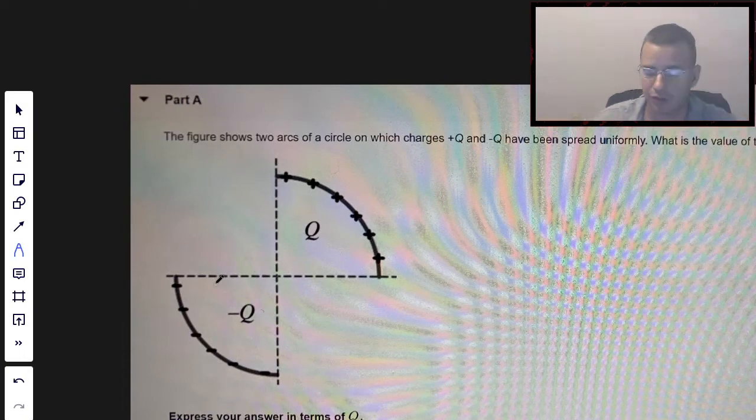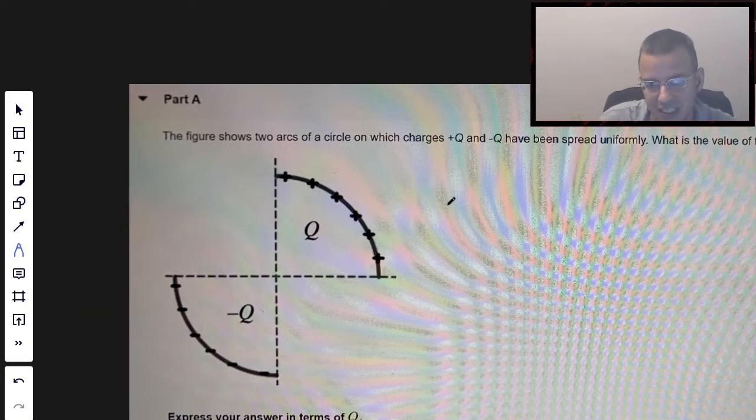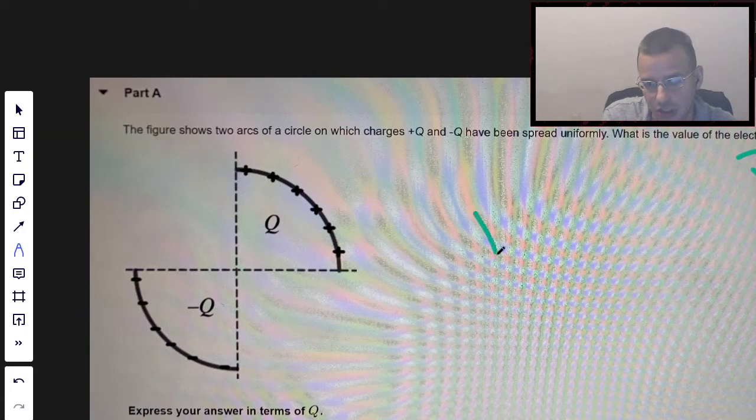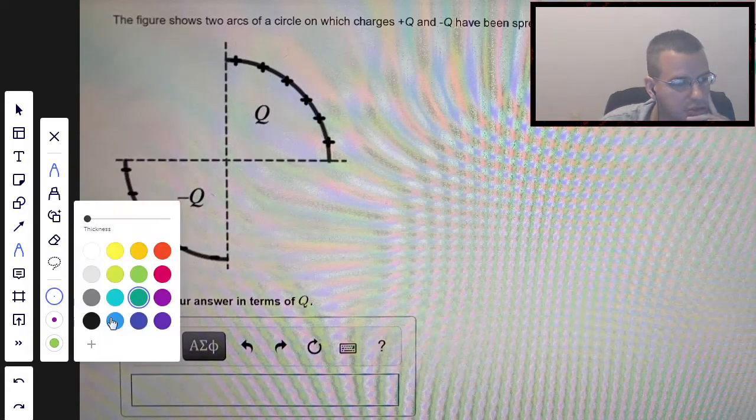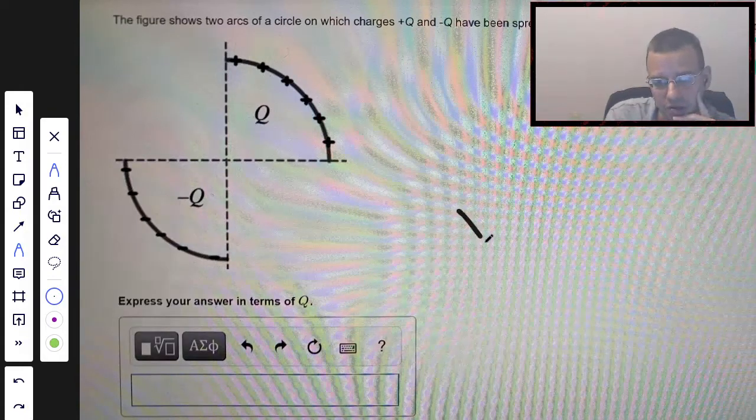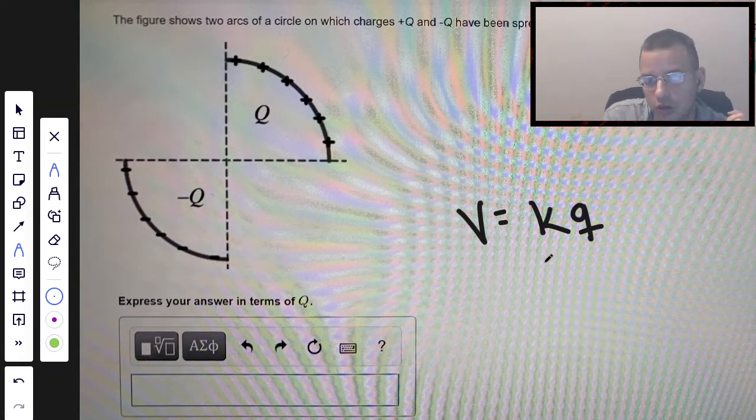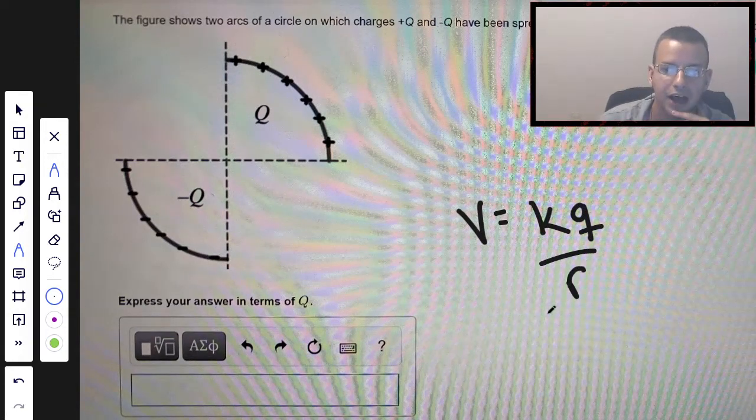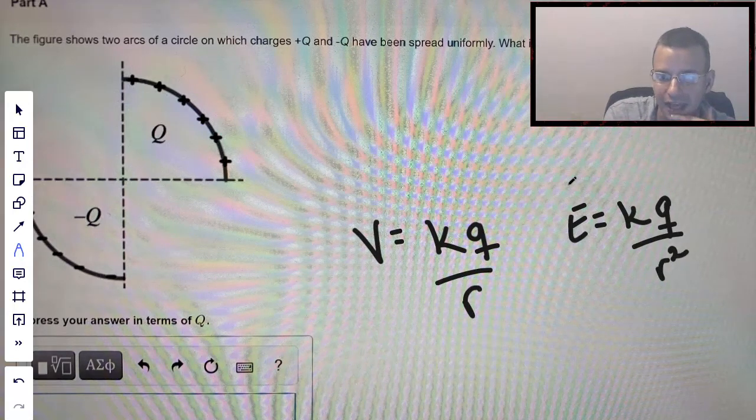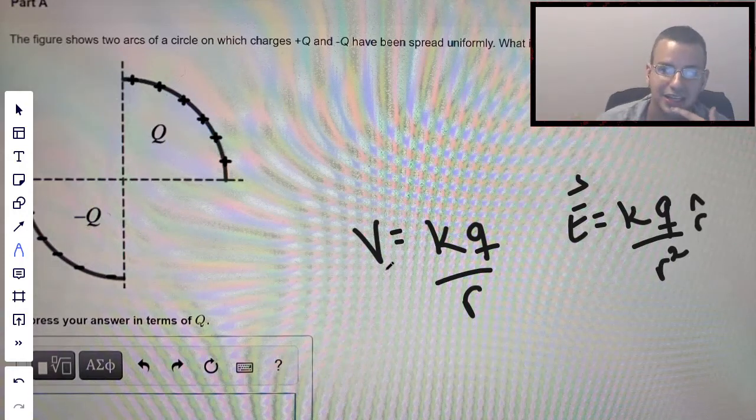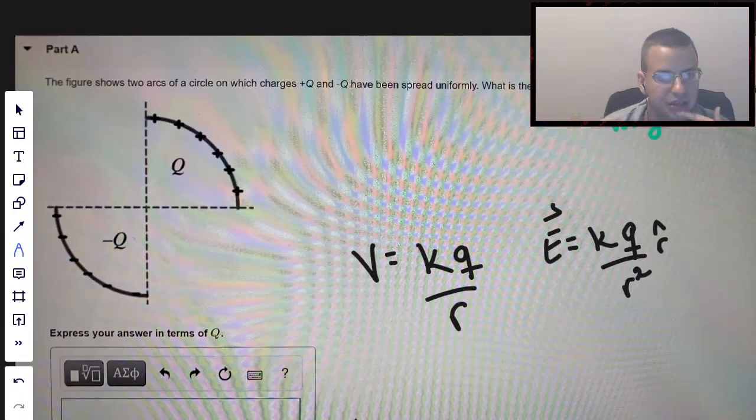And the general formula that we're going to use for this is the potential due to a point charge. So I'm going to say V equals KQ over R. This is compared to the electric field, which E is KQ over R squared. And one of the things is electric field is a vector, potential is not.